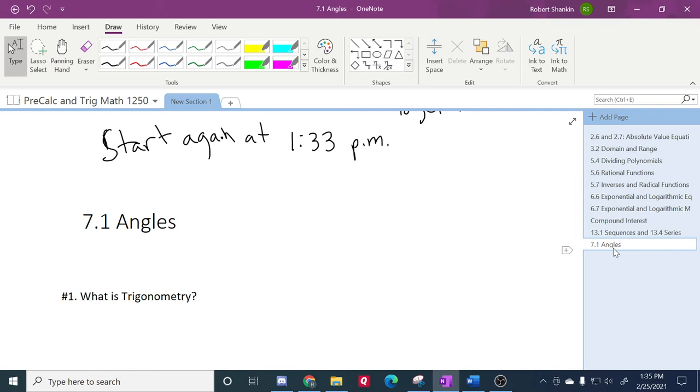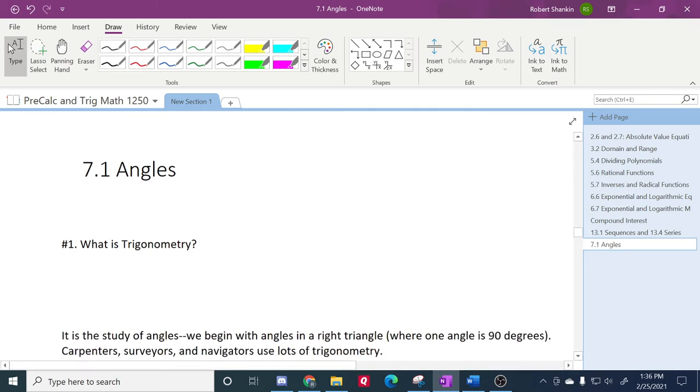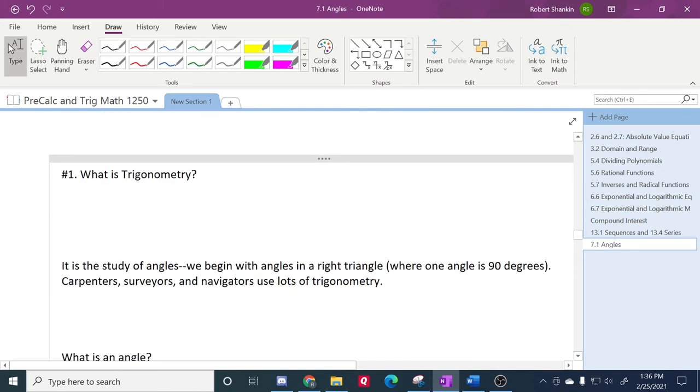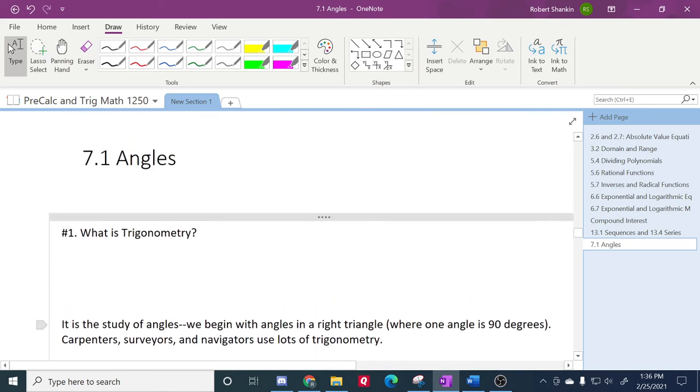And if you've had a little exposure to trigonometry, you might have an idea. What is trigonometry? Let me just ask anybody, does anybody have an idea of what trigonometry is about? Anybody want to open their mic and just take a guess? Trigonometry is about what? Triangles and angles. You're exactly on the right track. It's the study of angles, and we begin with angles in a right triangle.